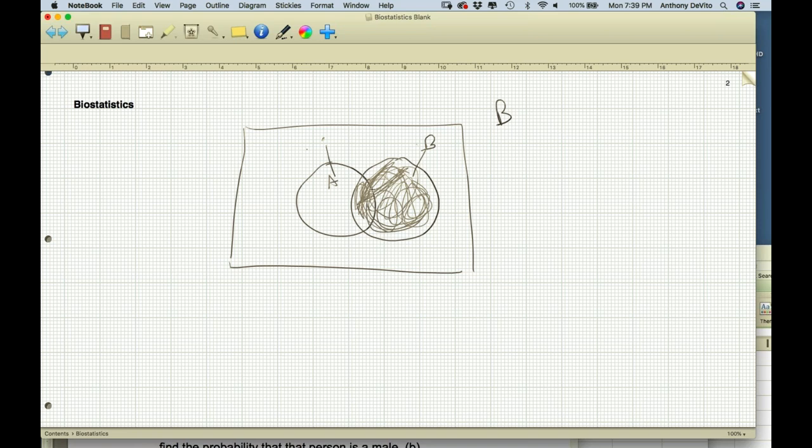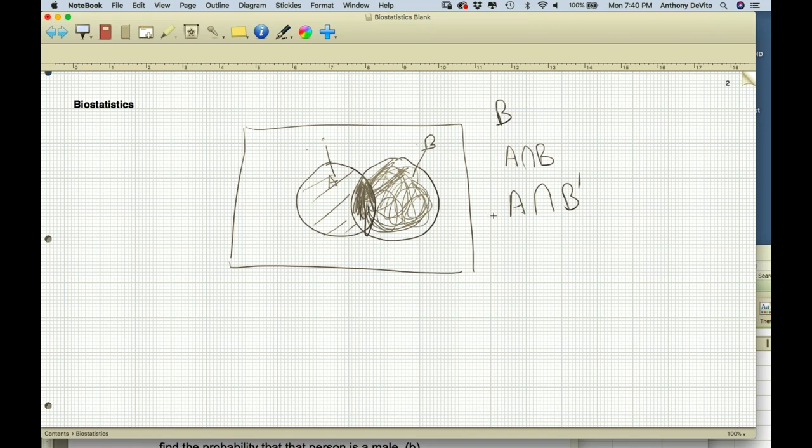Okay, what would we call this area in here? That's A intersection B, right? It's both. What will we call this area here? A minus... we don't really say minus though, right? A intersection. How about it's not B, right? How about B complement? A intersection, not B.